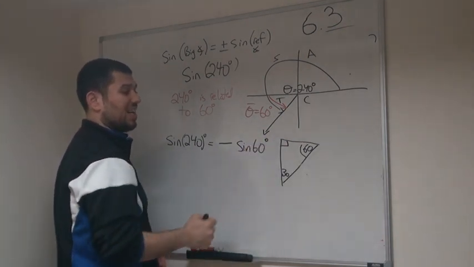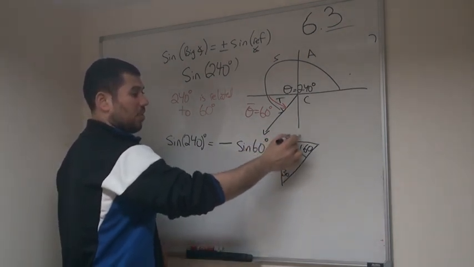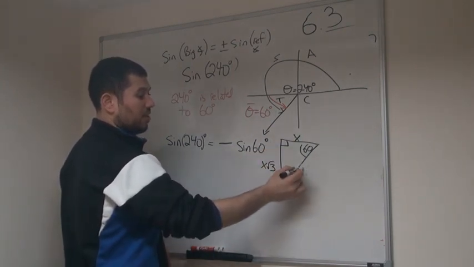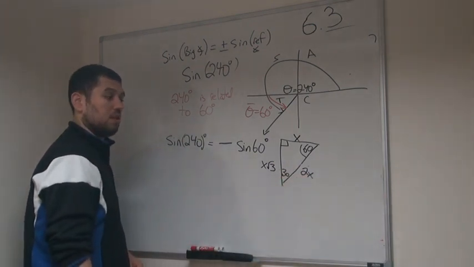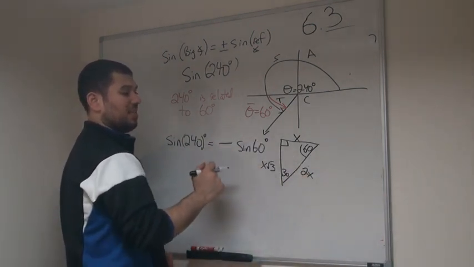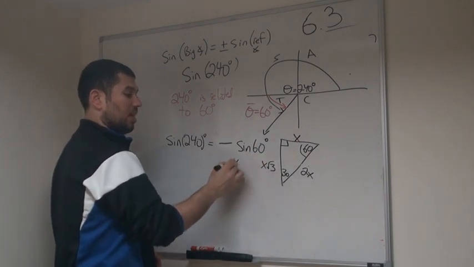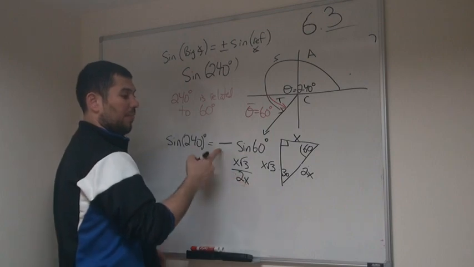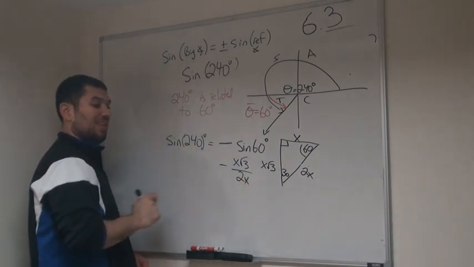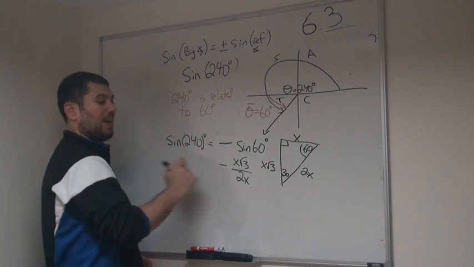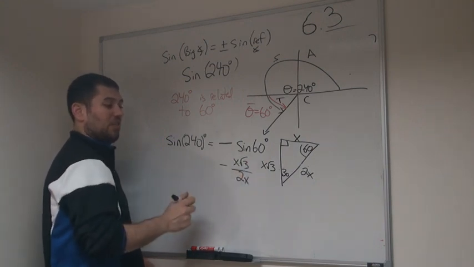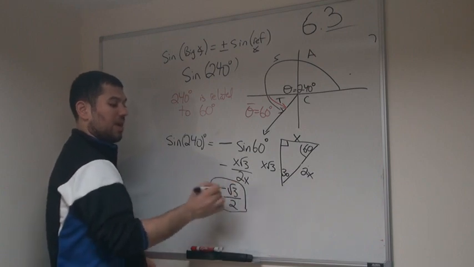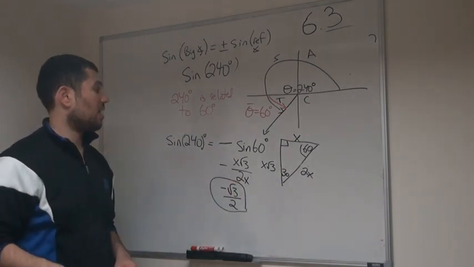The ratio of sides of a 30, 60, 90 triangle: opposite the 30 is x, opposite the 60 is x root 3, and opposite 90, or the hypotenuse, is 2x. So if I wanted the sine of 60, it would be opposite x root 3 over hypotenuse 2x, but it's negated. It's a minus sine of 60, so I put a minus in front of it. I can factor out the x over x, and I get a minus root 3 over 2. That would be the right answer on a final for my class.